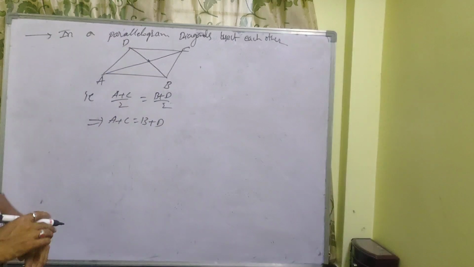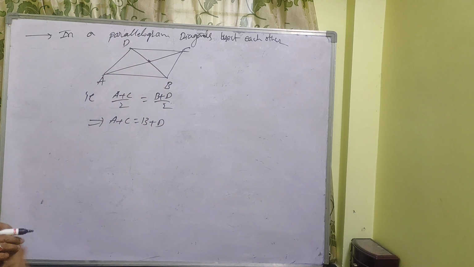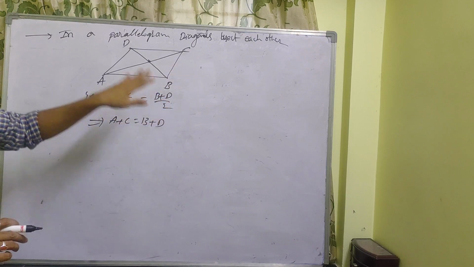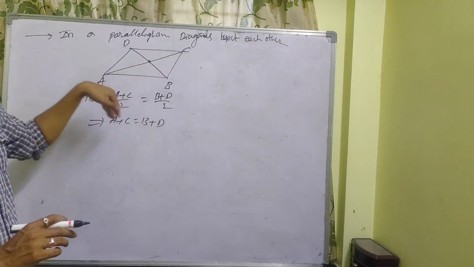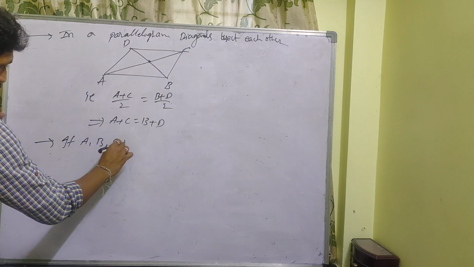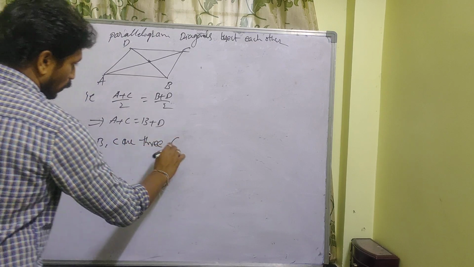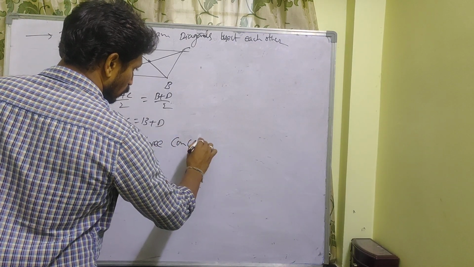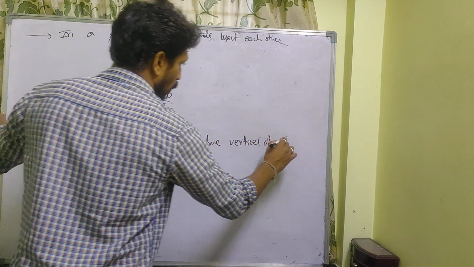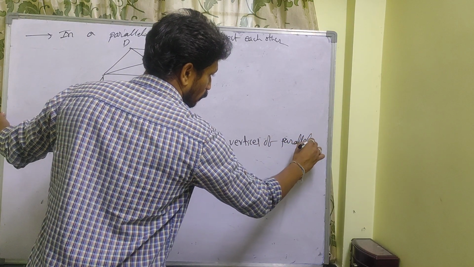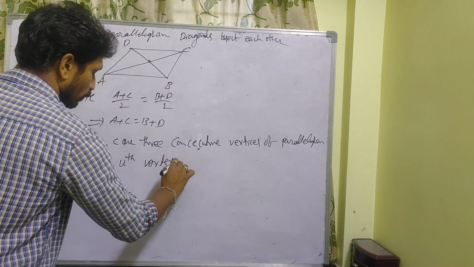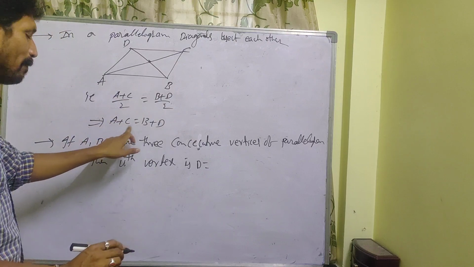If you have 3 vertices of a parallelogram, to find the fourth vertex, use this formula. If A, B, C are 3 consecutive vertices, and 3 consecutive means taken in order, clockwise or anti-clockwise direction, of a parallelogram, then the fourth vertex, that is D, is equal to, what can you write? A plus C minus B.